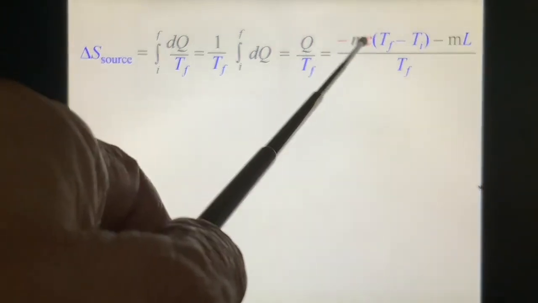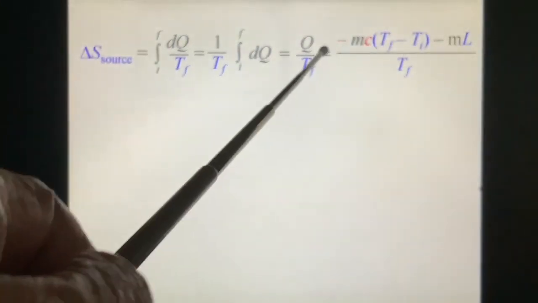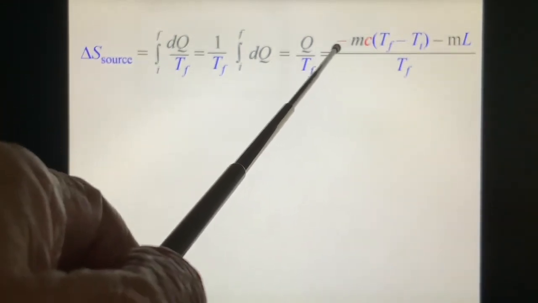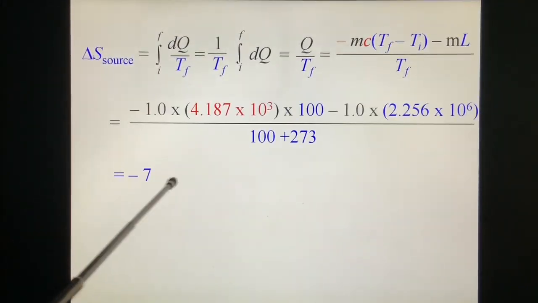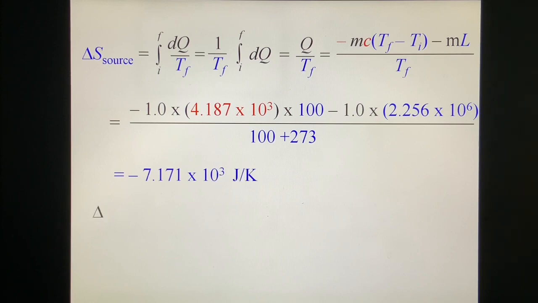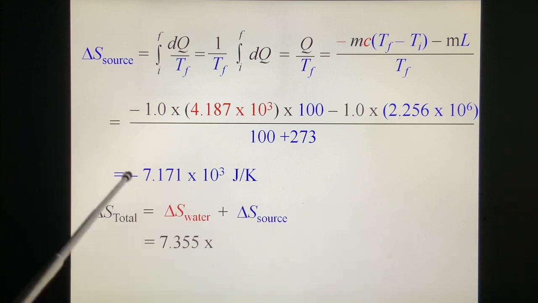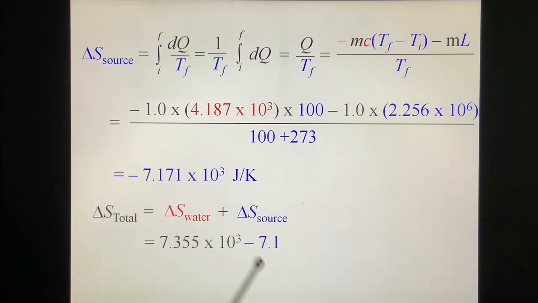One is mc times T final minus T initial. It's negative because it goes out of the source. And the phase heat, mL. We put the numbers in, and we get a number. Then we put everything together. Delta S total equals delta S water plus delta S source. And we find this is the last one minus 7.4.